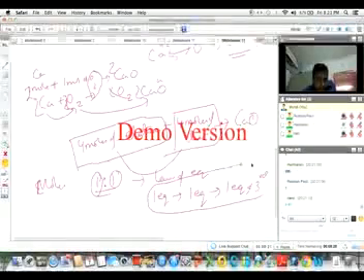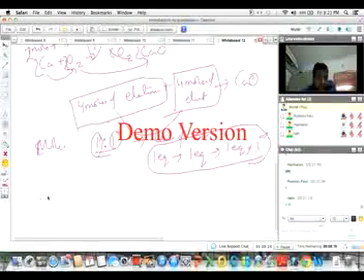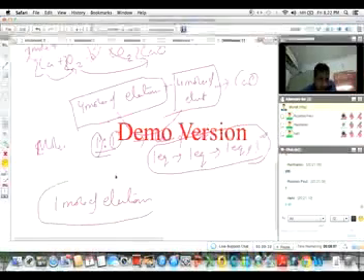And one equivalent of a substance is the weight of the substance which gives or takes or accepts or shares 1 mole of electrons. This is a very powerful definition. If you understand this, half of your chemistry is understood.